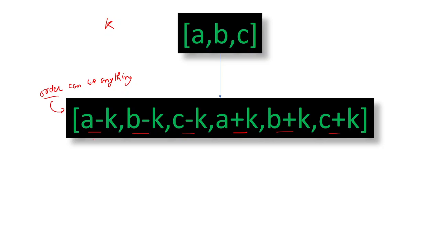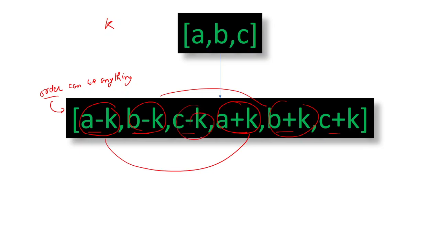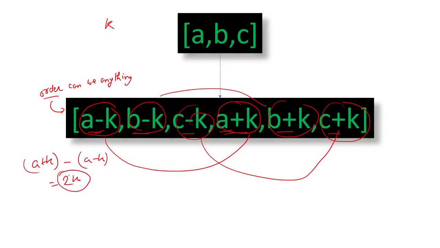Now if you see this carefully, a minus k is here and a plus k is there, so basically these are the common pairs: b minus k and b plus k, a minus k and a plus k, and c here. If you subtract a minus k from a plus k, you will get twice of k. We need to find the original array from this array, so if we know the difference, we can easily find the original array.